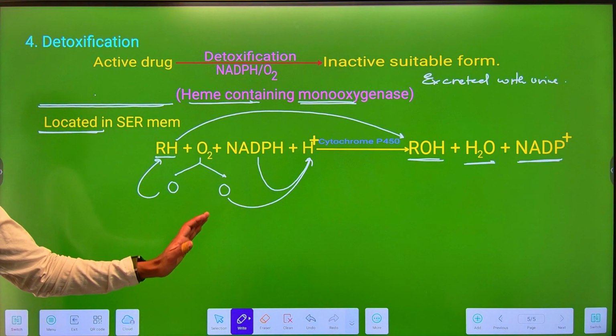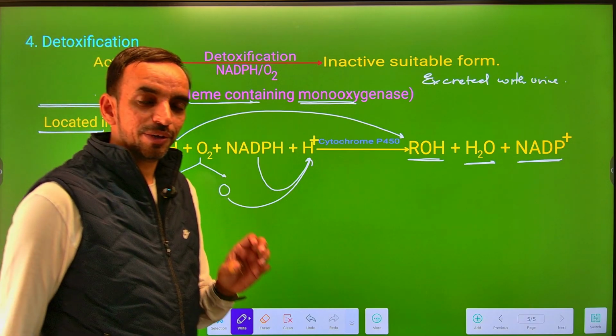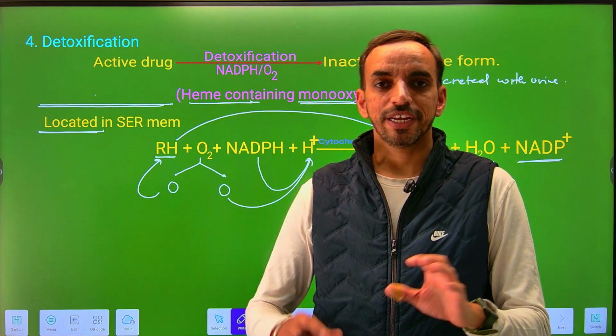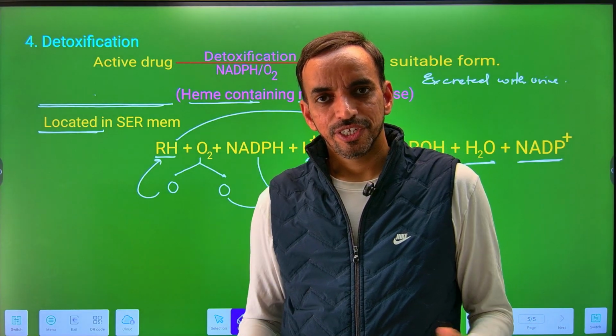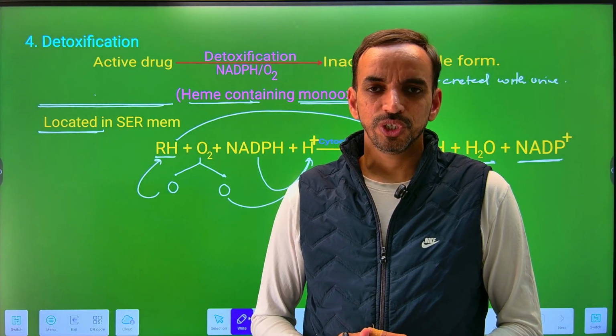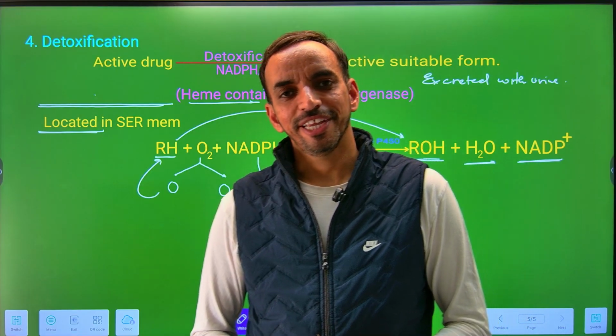So in this way, the smooth endoplasmic reticulum is also involved in the process of detoxification by converting the active drug into the inactive, suitable form that can be excreted from the body. So this is all about the structure and function of endoplasmic reticulum. Thank you very much.